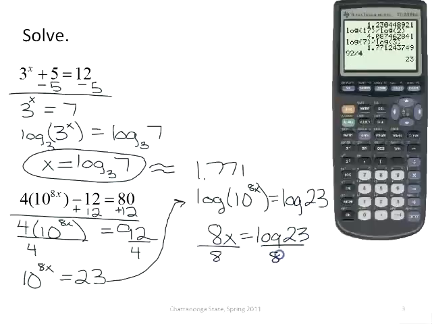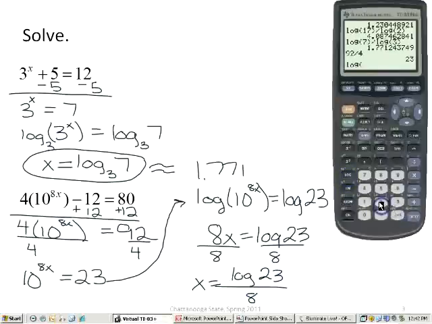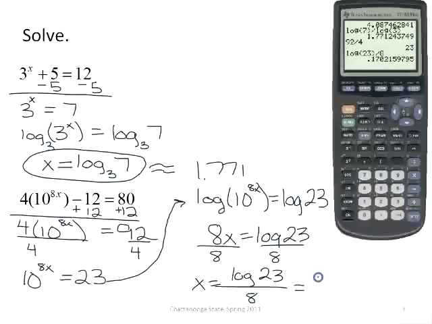So to get x by itself, I just divide by 8. So x is the log of 23 divided by 8. To get that approximation, I would do log of 23, close parentheses, divided by 8. So this is approximately 0.170.